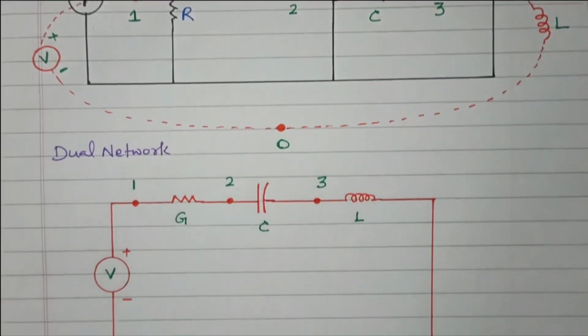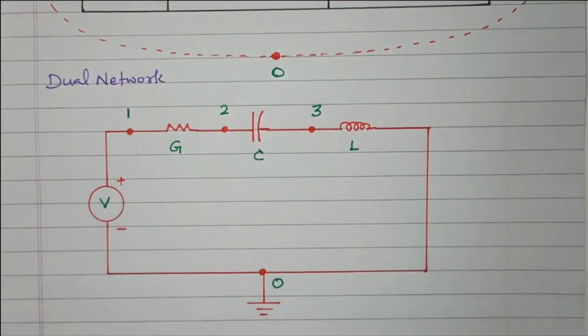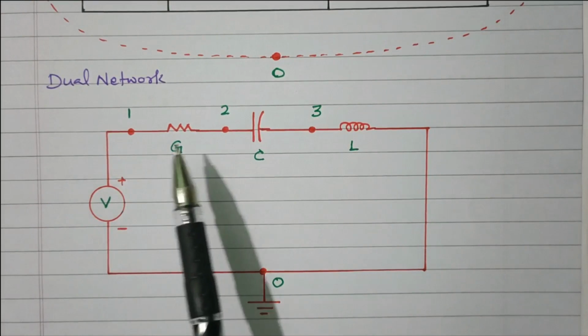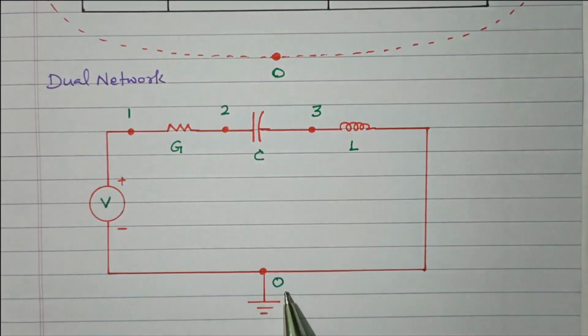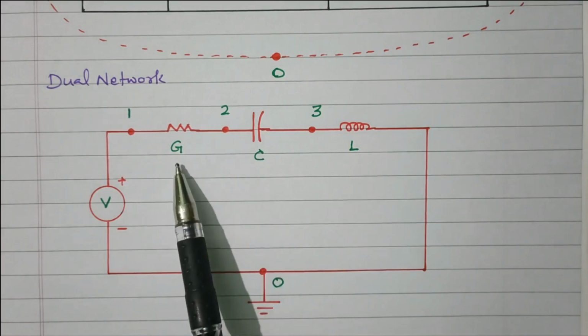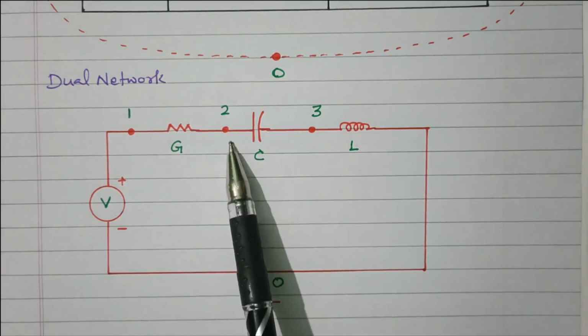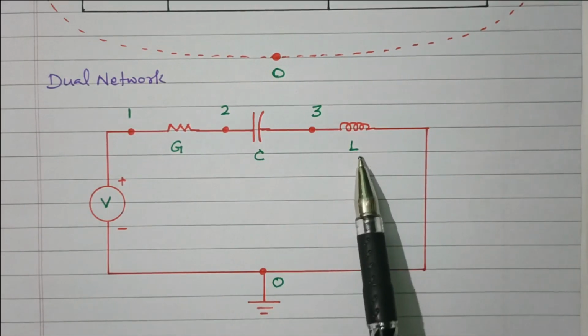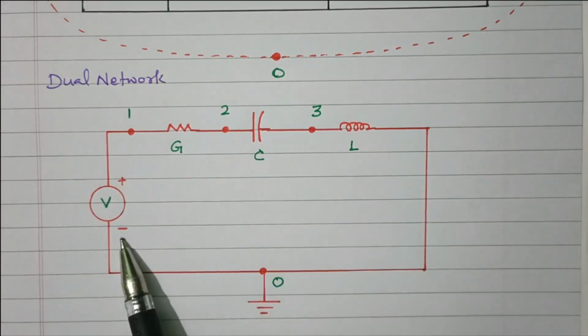Now we'll draw the dual network separately. So what we need to do, we have to put the dots on a paper: 1, 2, 3 and 0. We have to put the 3 dots. Between 1 and 2 we have conductance G. 2 and 3, capacitor C. 3 and 0, inductor L. 1 and 0, voltage source V.